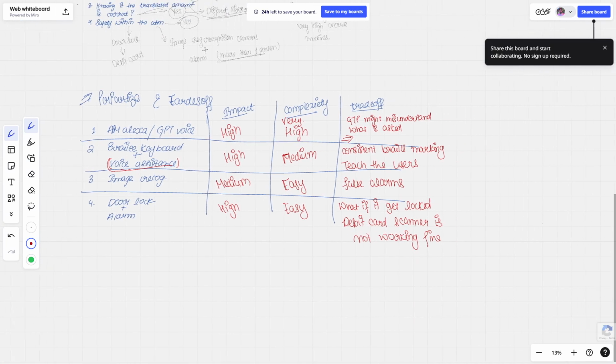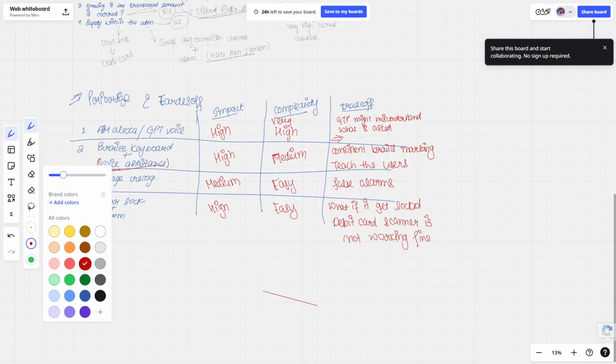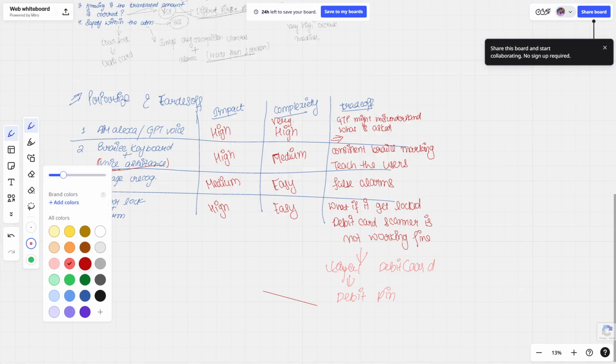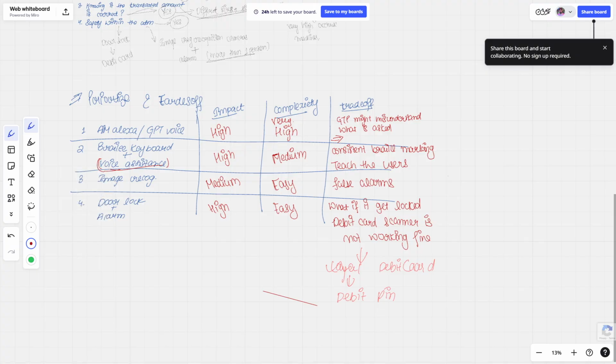But I already have a solution for this. For this thing, we can add another layer. So layer 1 is debit card, and if debit card is not working, there is always a second option where the debit pin could be used for opening the gate. So that will solve the pain point of the user as well.